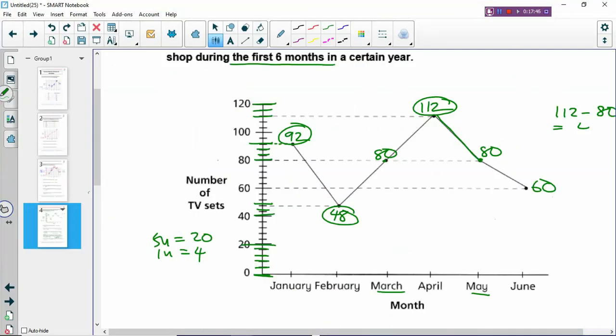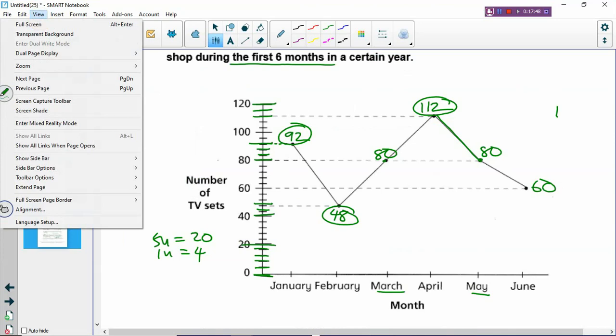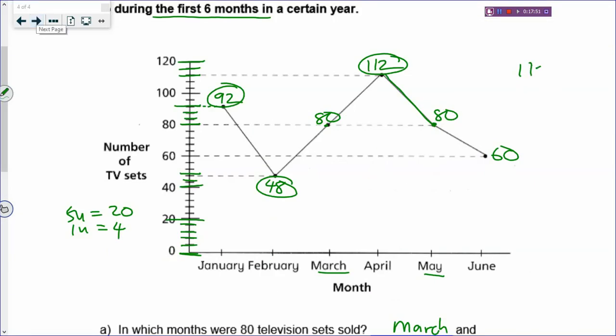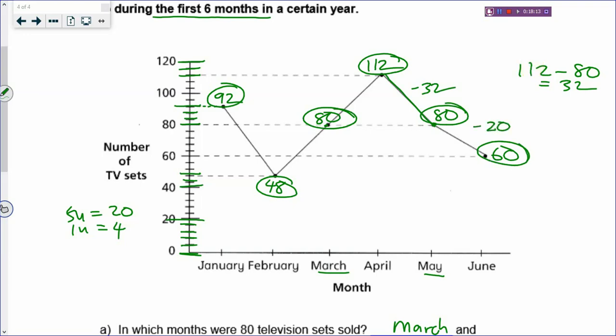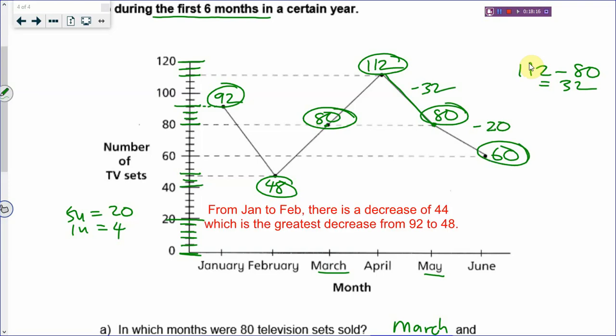So let me just write again. Here 112 minus 80. So that is a decrease of 32, and I will put down here. When there's a decrease, there's a minus there. Okay, alright. So let me just circle all the numbers for each month. From April to May, there is a decrease of 32. And then from May to June, there is a decrease of 20. So which one has a bigger decrease? Which is 32, right? So there's a bigger decrease.